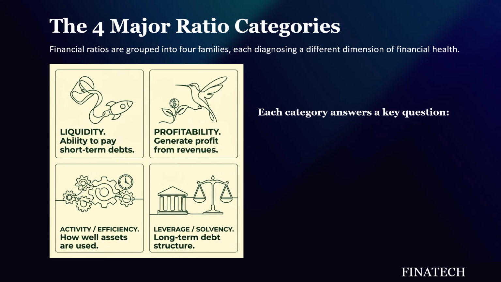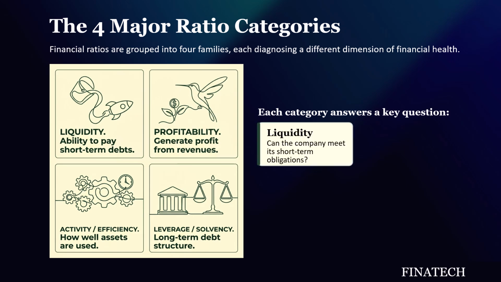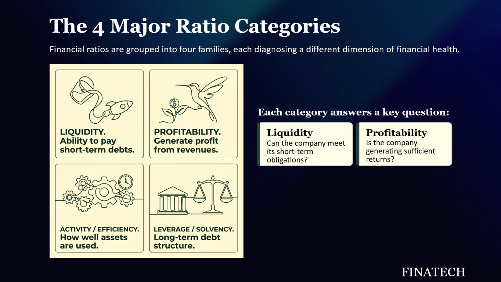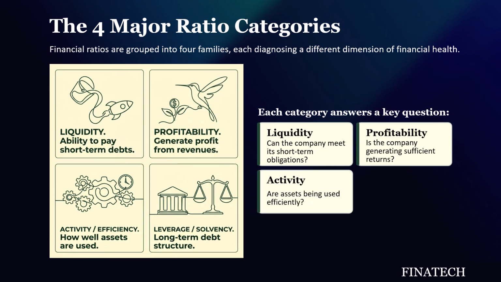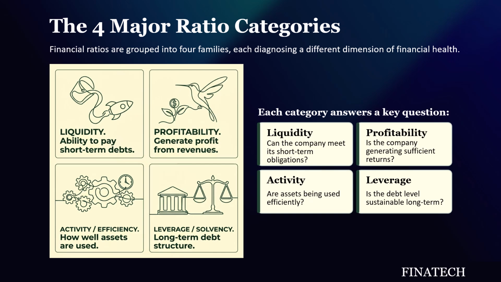Each category answers a key question. For liquidity, can the company meet its short-term obligations? For profitability, is the company generating sufficient returns? For activity, are assets being used efficiently? For leverage, is the debt level sustainable long term?